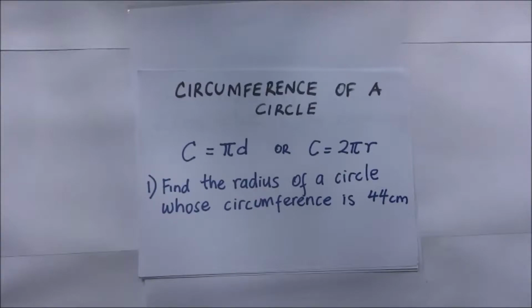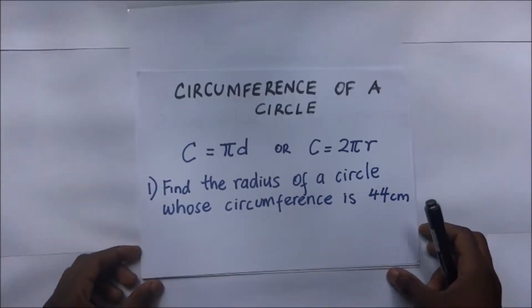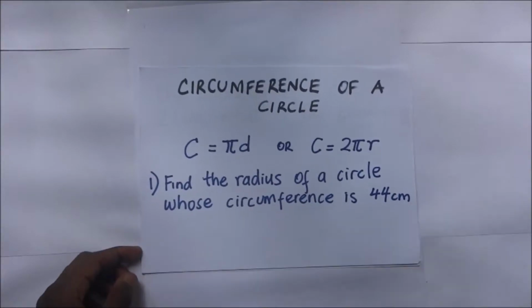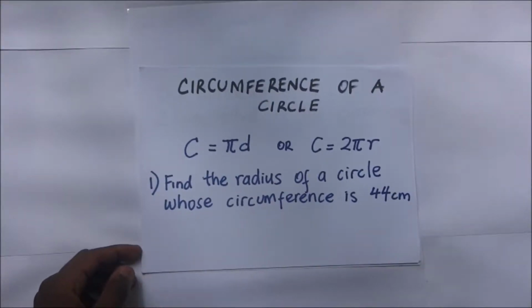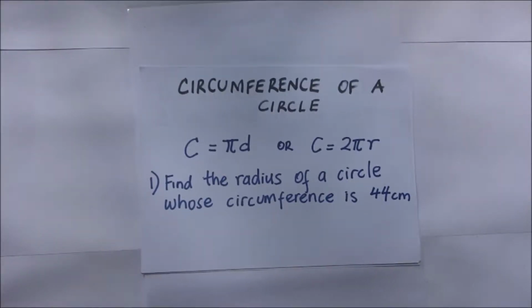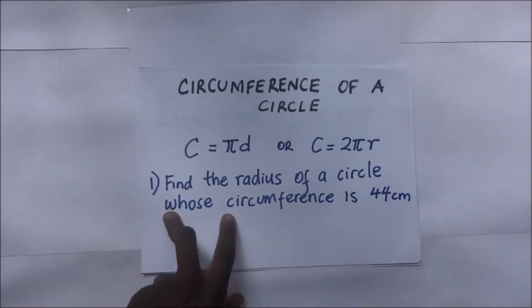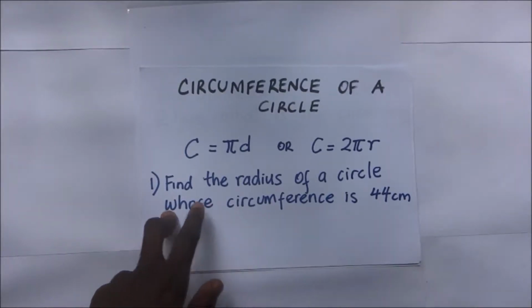In this tutorial, we shall look at the circumference of a circle, we shall look at the area of a circle, we shall look at the perimeter, and other basic calculations around the circle. We said that circumference of a circle is simply the distance moved around the circle, and we'll go straight into calculations. Find the radius of a circle whose circumference is 44 centimeters.